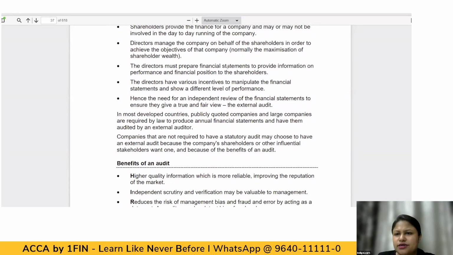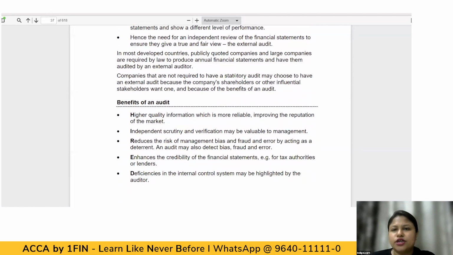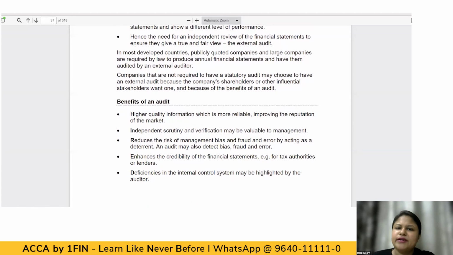The monies of the shareholders are with the managers, the directors. So in order to bring good corporate governance, in order to understand that the money is used in the right direction, or that there is no manipulation of the accounts, there is no fraud happening, you are required to have an audit conducted. The shareholders are the owners and the directors are the managers, so there is a separation of ownership and control. So audit plays a very important role in this particular area. Okay, an independent review is mandatory.